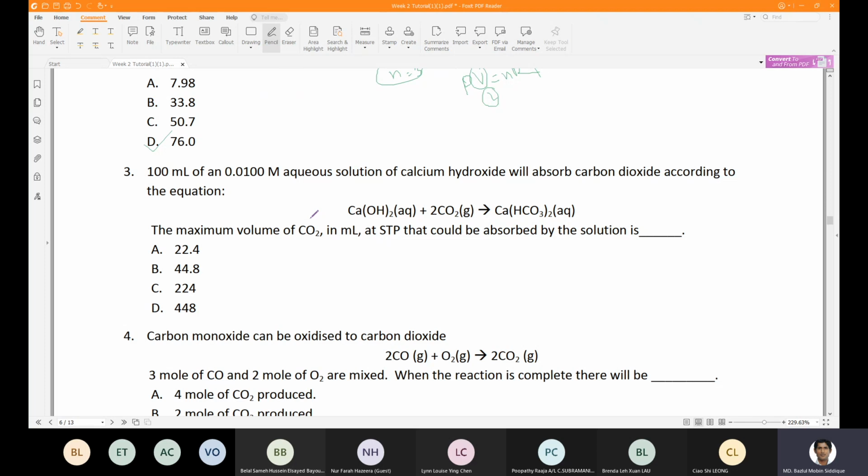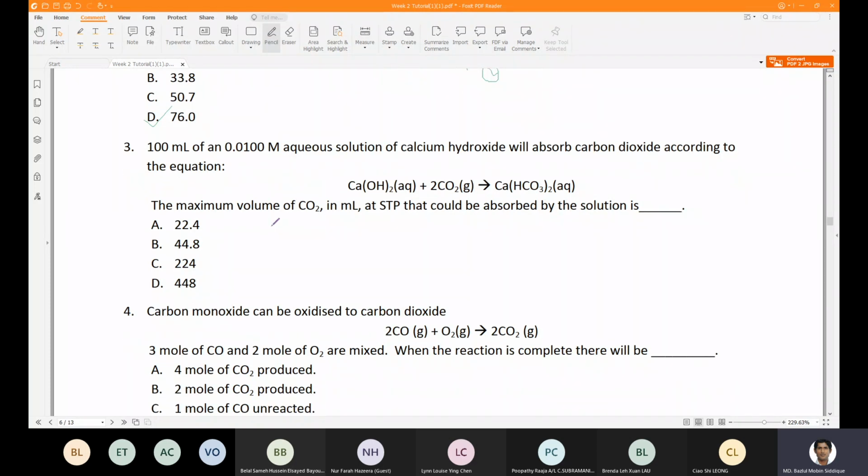Question number 3. Everybody okay with this? Any question? Anyone? All right. Okay. If anybody has any question or it's not clear, please let me know so that I can discuss again.